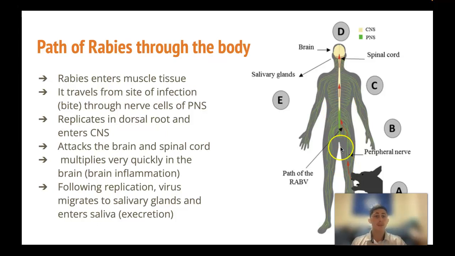It then travels up the spinal cord to the brain and begins rapidly replicating, and that's where you commonly see brain inflammation. And then after the brain, it will migrate to your salivary glands, where it exits the body. And it's not known why rabies does migrate to the saliva. It's just known that it does as a mode of exit.